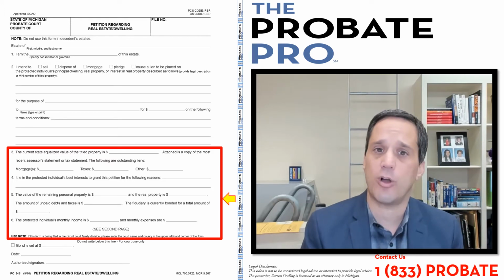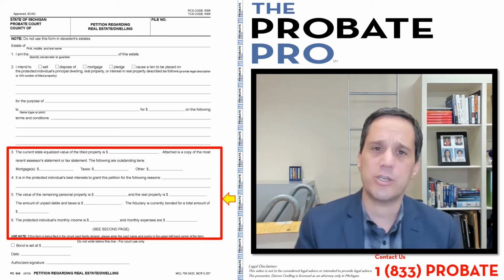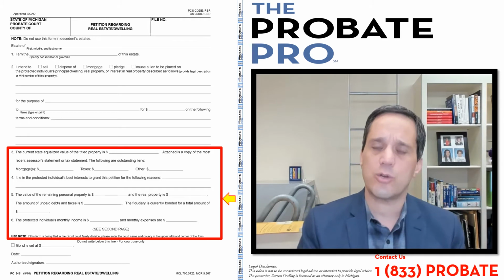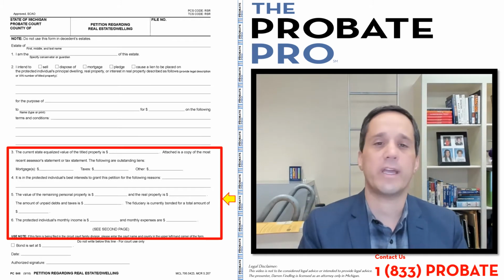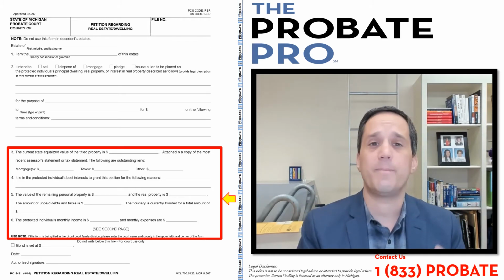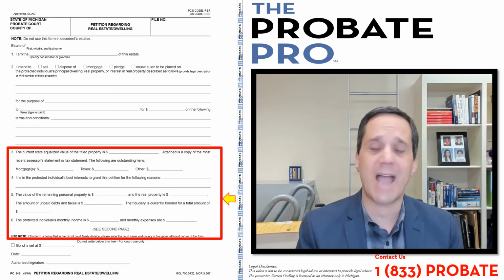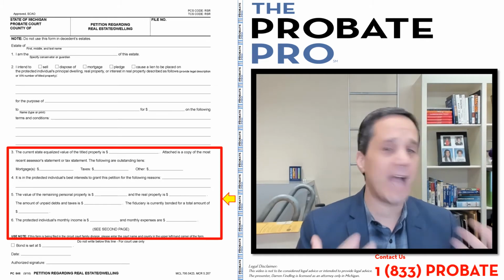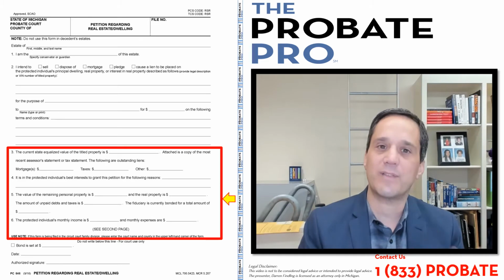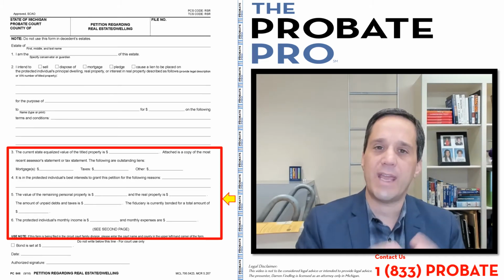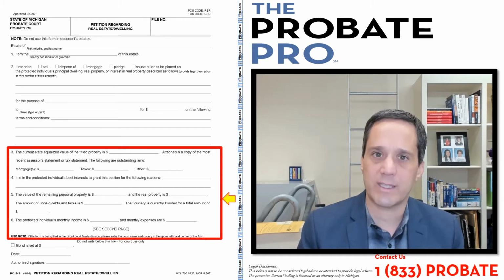In addition, it wants to know if there are outstanding liens. So that means, is there an outstanding mortgage? Is there a home equity line of credit? Are there current assessments or taxes that are owed? Is there an IRS lien? Those are the types of liens that the court would want to be aware of to understand the financial picture relating to the real estate.